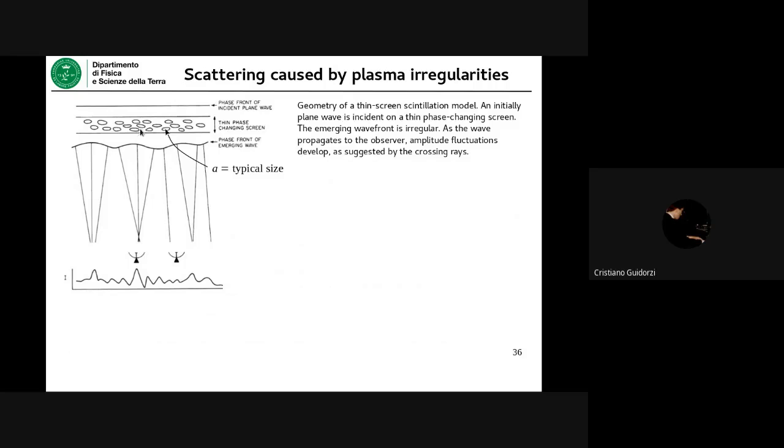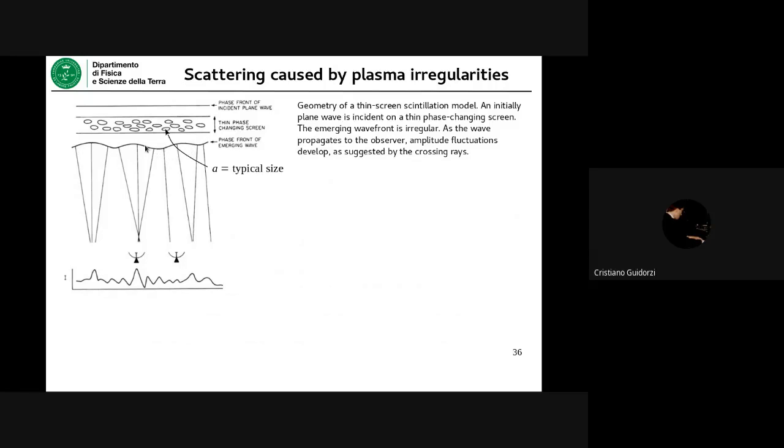And all these blobs, whose typical size we call A, so A is just representative, telling us about how big typically these blobs are. These blobs are characterized by having some changes in the plasma density, so changes in the refractive index. As a matter of fact, the result is that the wave front coming out after crossing this region is just kind of bumpy. It's just crinkled. It's no more straight.